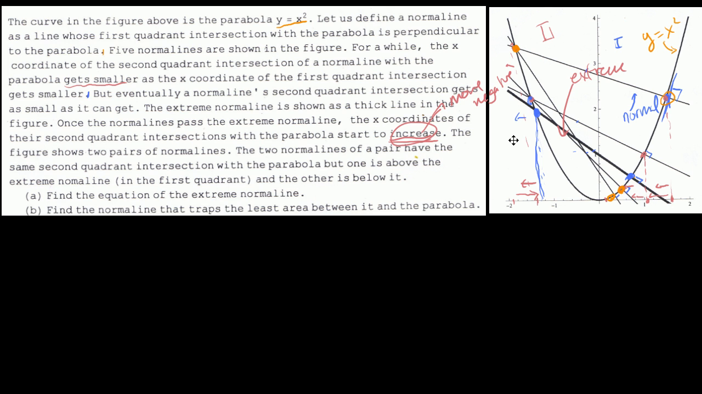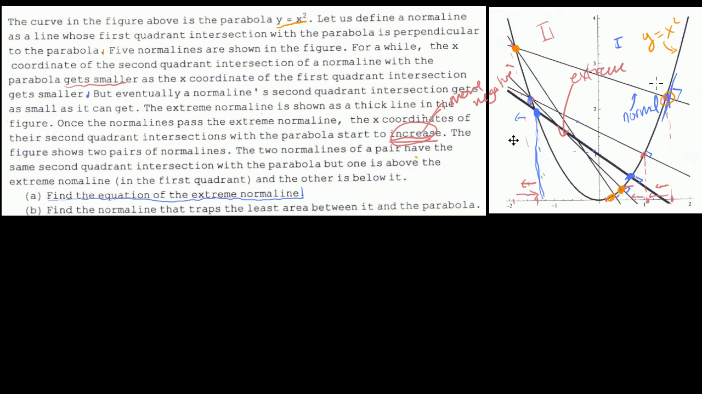OK, now what do they want to know? And I think I'll only have time for the first part of this. Maybe I'll do the second part in another video. Find the equation of the extreme normal line. Well, it seems very daunting at first, but I think our toolkit of derivatives and what we know about equations of a line should be able to get us there.